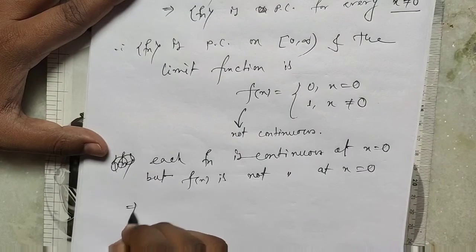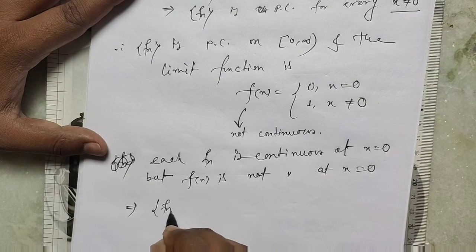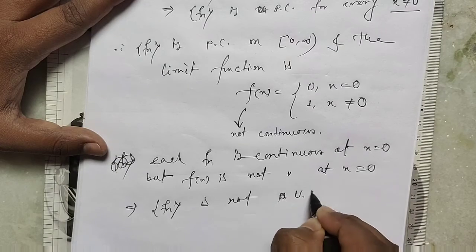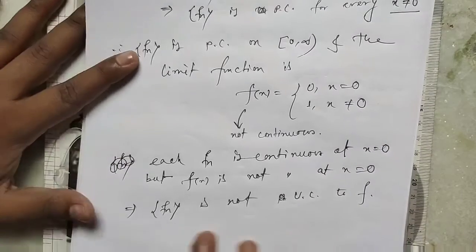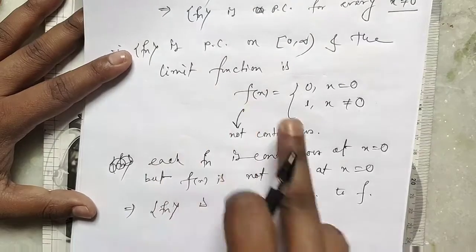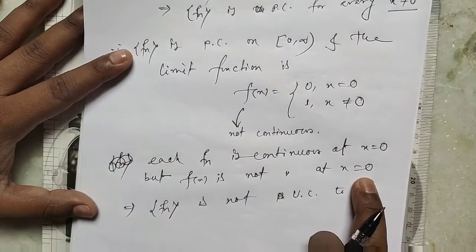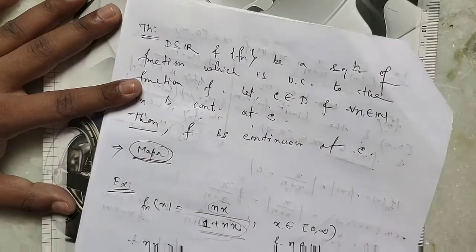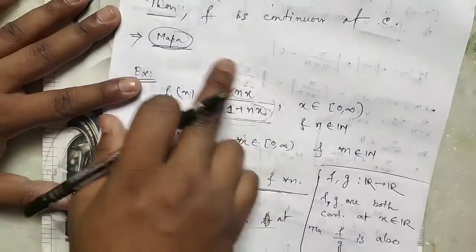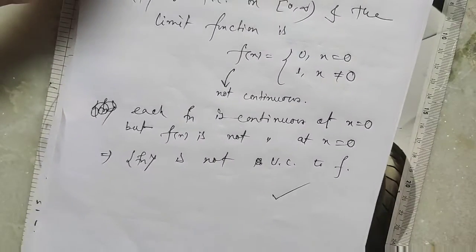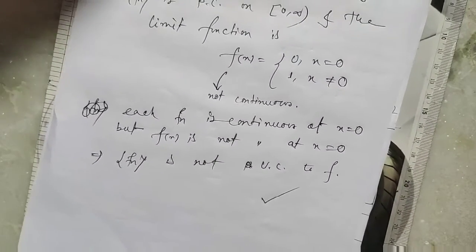So this implies the sequence of functions is not uniformly convergent to f, because if it were uniformly convergent, then the limit function must be continuous at 0, because of this theorem. So the sequence of functions is not uniformly convergent. Okay, thank you, that's it.